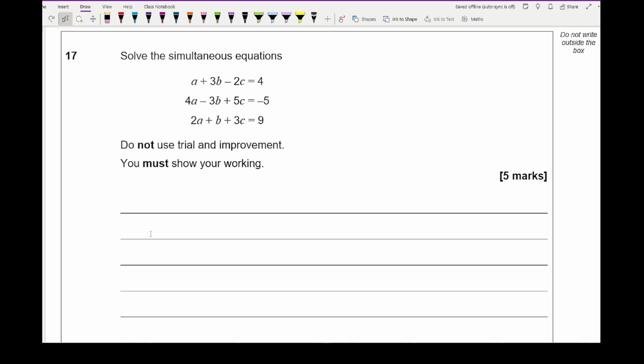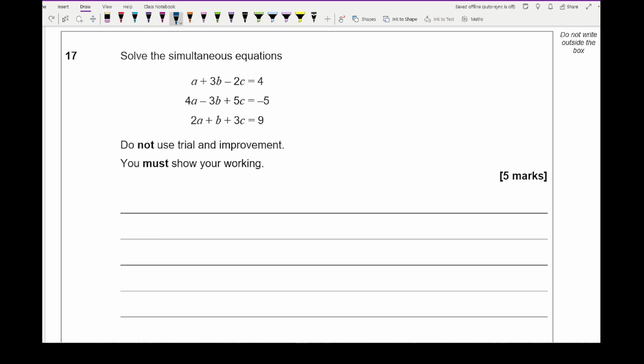Now you may choose to make the b's the same or the c's the same. I'm going to make the a's the same because I like to keep things nice and positive. However, if you've gone a different route, you should end up with the same answer as what I'm going to get. As long as you're getting the correct a, b and c values and you've shown some algebra to get there, you'd get full marks for it.